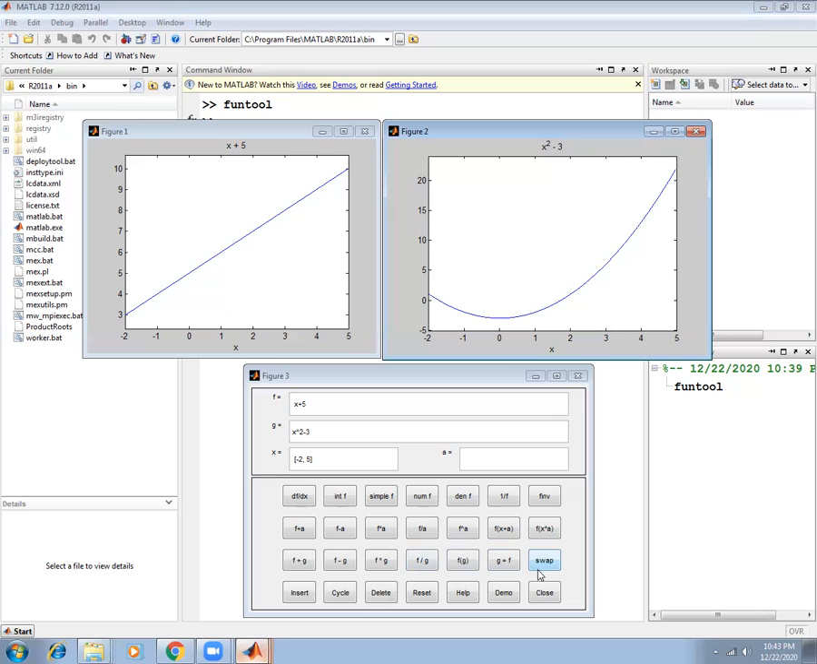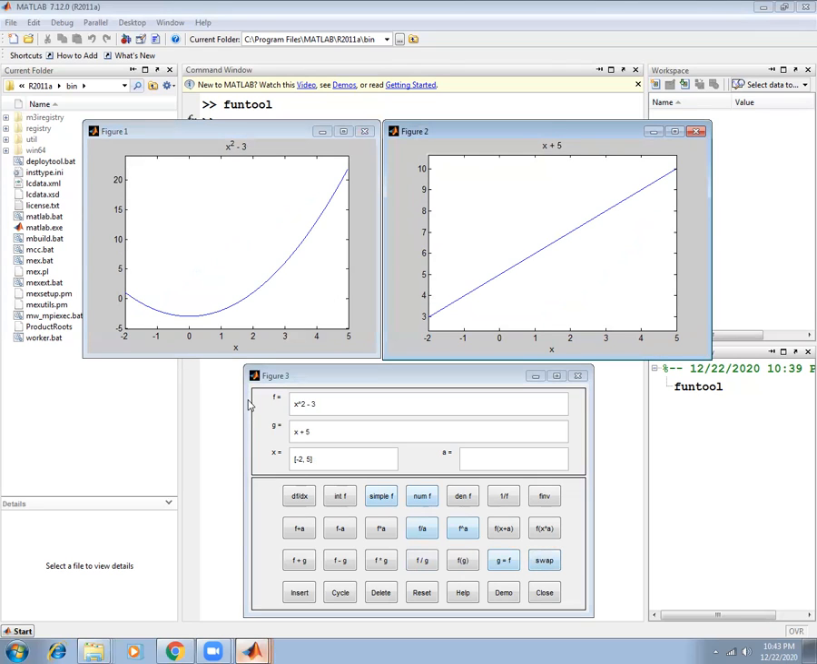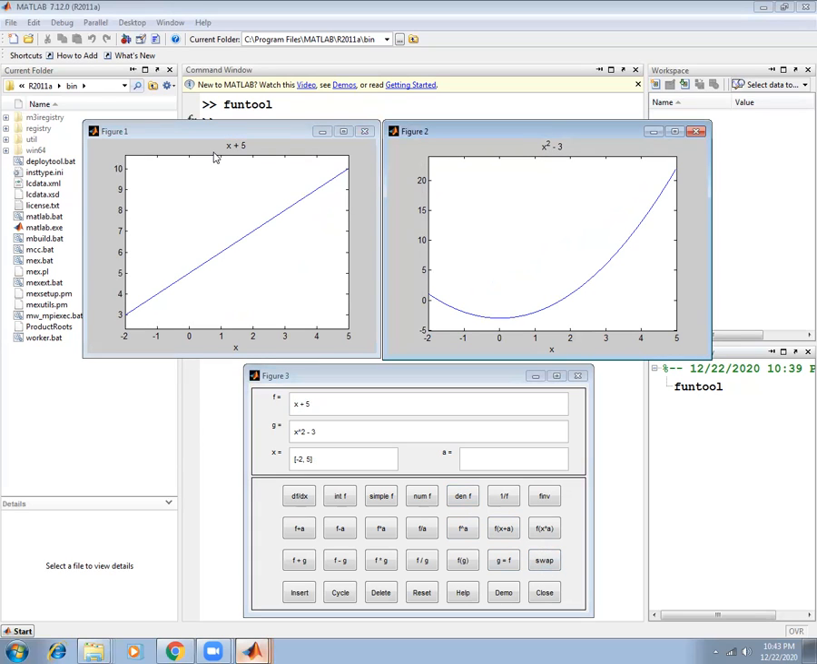Both functions are interchanged. By clicking the swap control button, you can see f is replaced by x square minus 3 and g is replaced by x plus 5. Now figure 1 is showing the x square minus 3 curve and figure 2 is showing the x plus 5 curve. Again, clicking the swap button, figure 1 is now displaying x plus 5 and figure 2 is displaying x square minus 3.